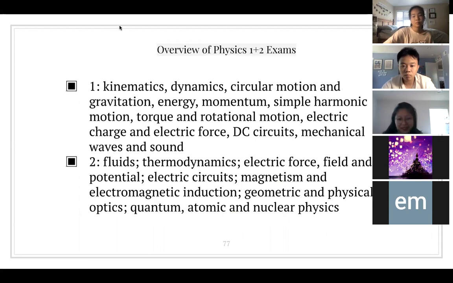Okay, so a short overview of the Physics 1 and 2 exams. The topics covered in AP Physics 1 are kinematics, dynamics, circular motion, gravitation, energy, momentum, simple harmonic motion, torque and rotational motion, electric charge and electric force, DC circuits, mechanical waves, and sound. And for Physics 2, we have fluids, thermodynamics, electric force, field and potential, electric circuits, magnetism and electromagnetic induction, geometric and physical optics, and quantum, atomic, and nuclear physics.